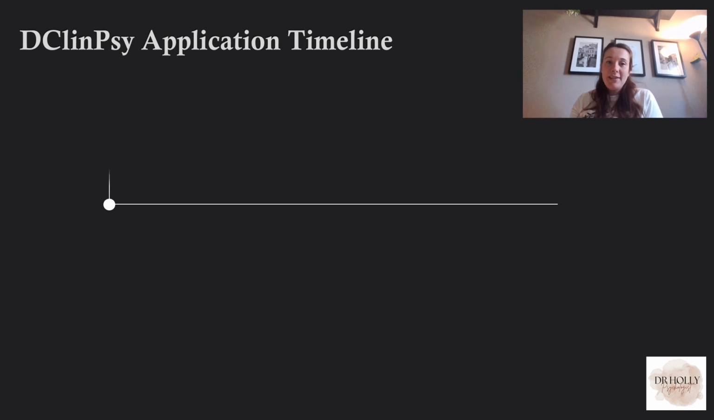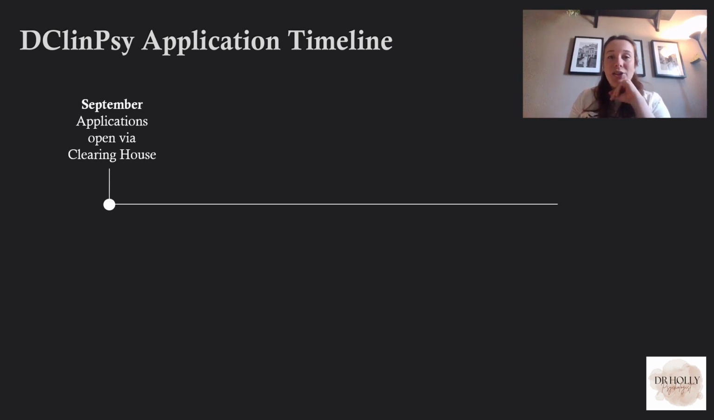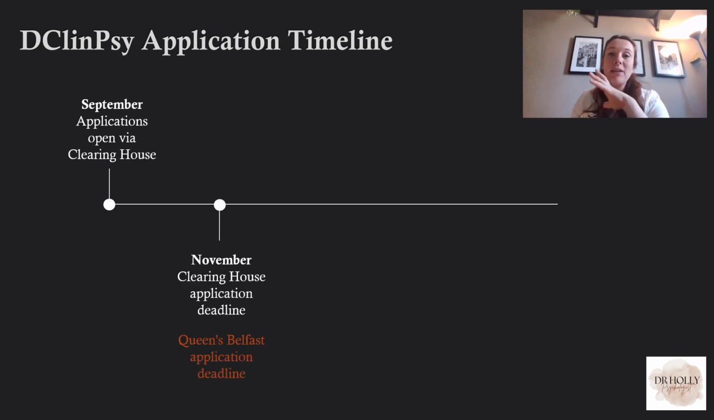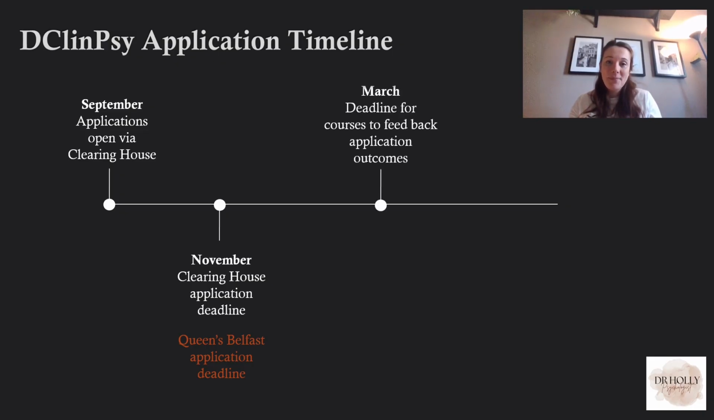Here's the timeline then. So September is when applications open via Clearinghouse. November is when they close, and everything has to be in by then. And also if you're applying to Queen's Belfast, this is when your application deadline is. In March, the deadline is for courses to feed back the application outcomes to you. So that is quite a long time, particularly if you apply really early in September. That is sort of 6 months of waiting. So that can be quite a long time.